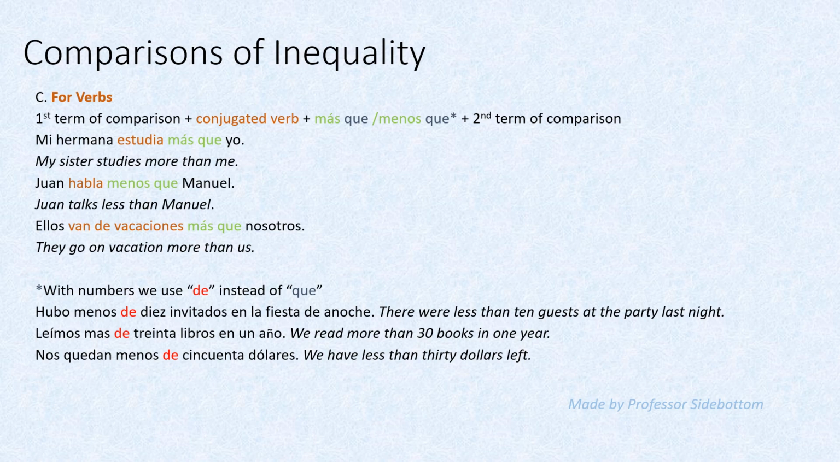Juan talks less than Manuel. Ellos van de vacaciones más que nosotros. They go on vacation more than us. With numbers, we use de instead of que. Hubo menos de 10 invitados en la fiesta de anoche. There were less than 10 guests at the party last night.